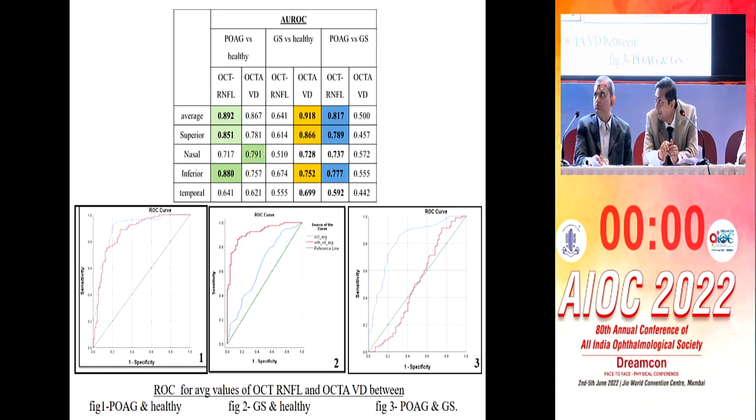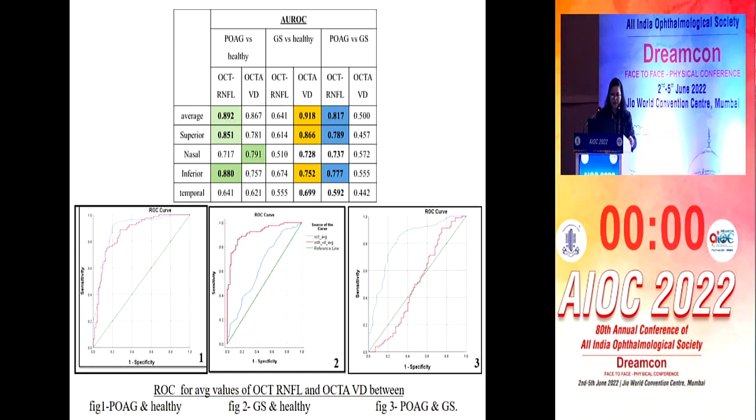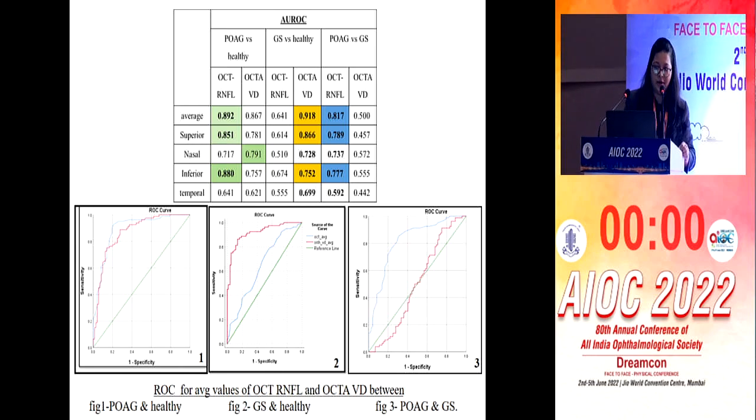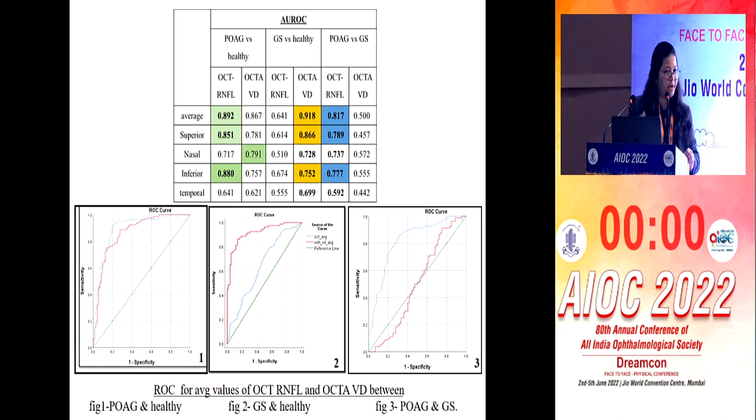So in POAG versus healthy, VD and RNFL are almost performing the same way. But in glaucoma suspect and healthy, the vessel density is showing quite a better performance. Maybe neurodegeneration is a later stage of microvascular degeneration.